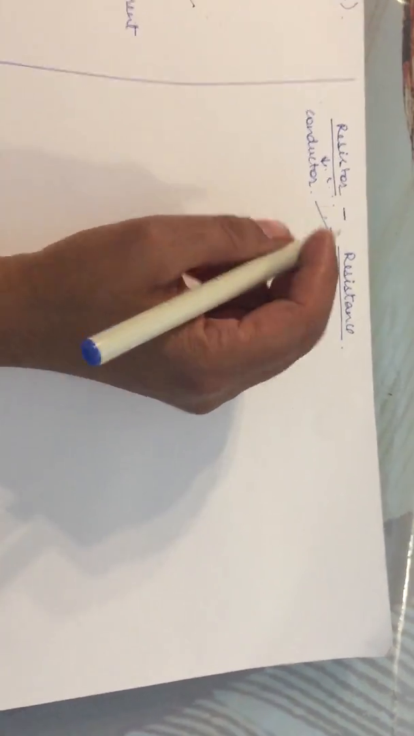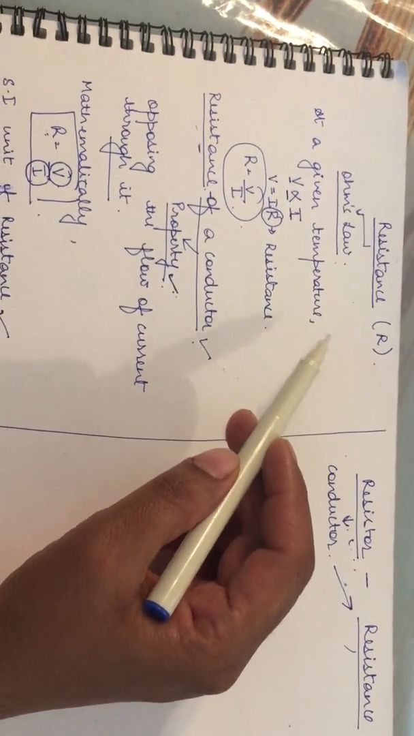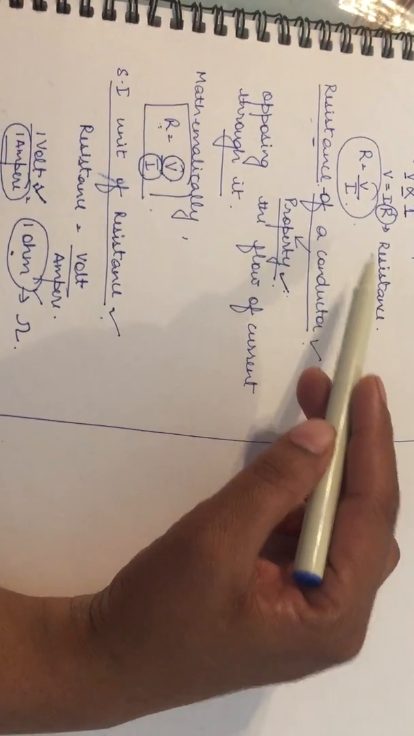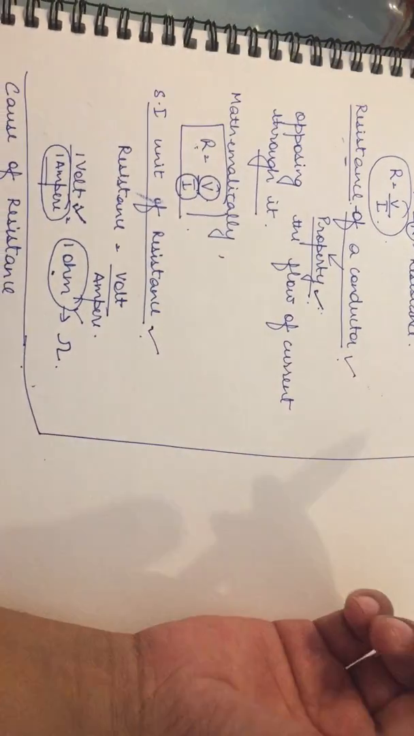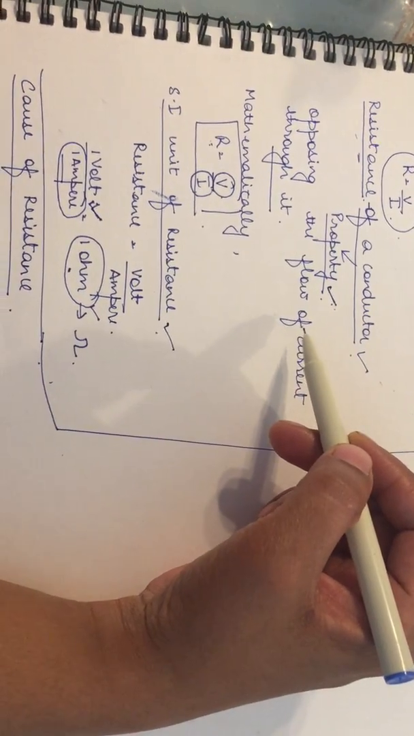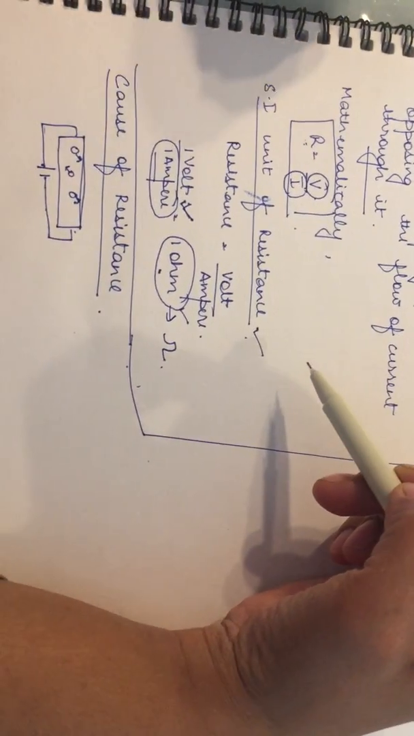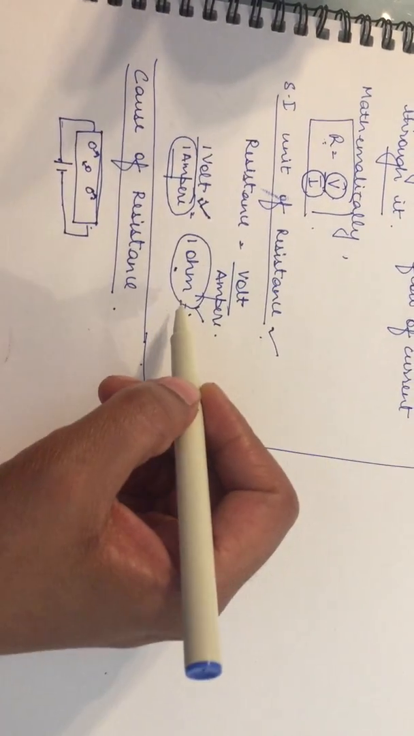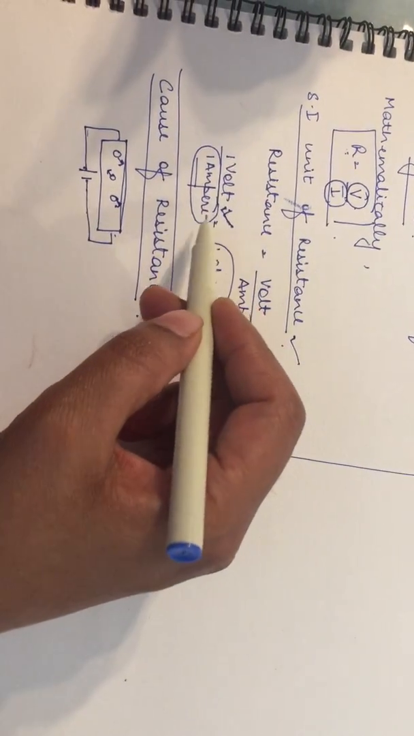Yesterday we revised resistance, in which we studied that resistance is a ratio of V and I that we derive from Ohm's law, and it is actually the property of the conductor to oppose the flow of current through it. Then we learned about the SI unit of resistance. What is the SI unit of resistance? That is ohm, which is 1 volt upon 1 ampere.